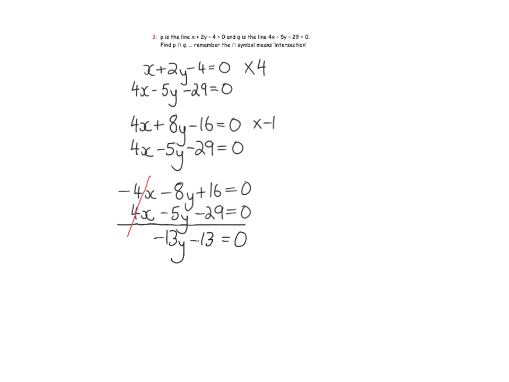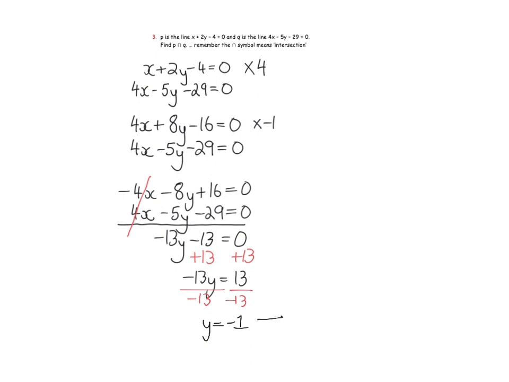To get what y is by itself, we need to plus 13 to both sides. And what we'll be left with here is minus 13y is equal to 13. Then we can divide both sides by minus 13. And we'll be left with that y is equal to minus 1.